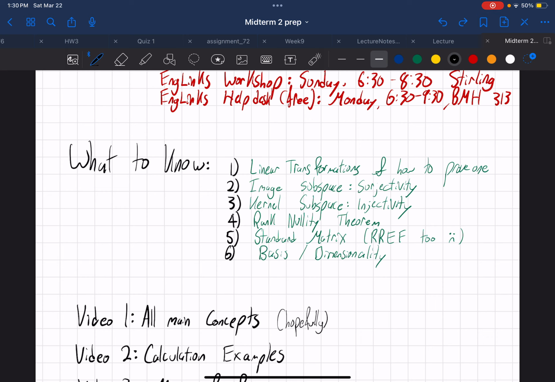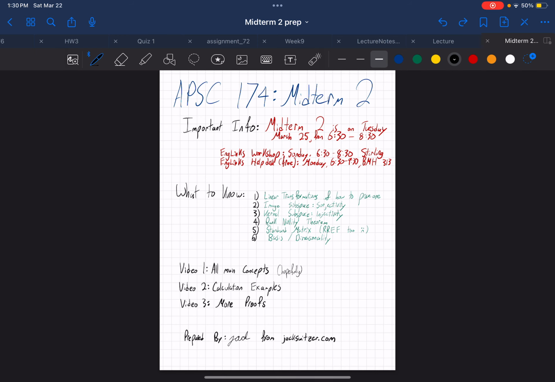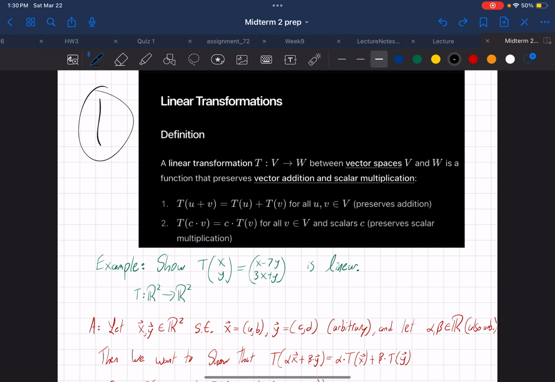Lastly, we're going to talk about some matrix ideas like the standard matrix, how to do RREF, and parametric forms of equations. And finally, we'll talk about basis and dimensionality, which is kind of going to tie into the 2, 3, and 4 idea. So just diving right into things, starting off with a linear transformation.